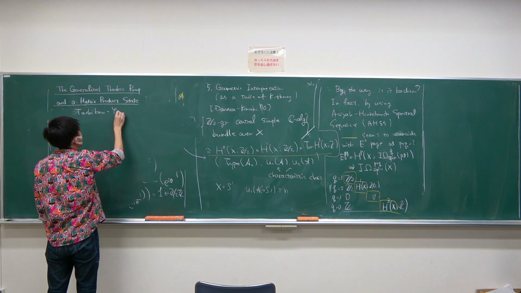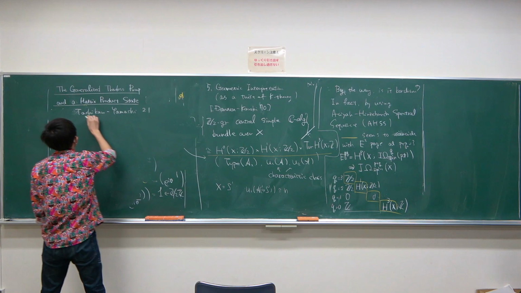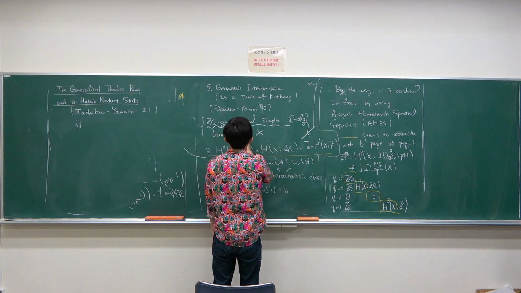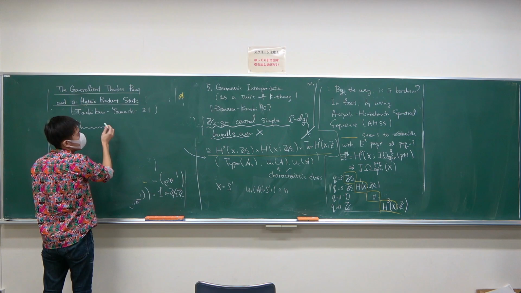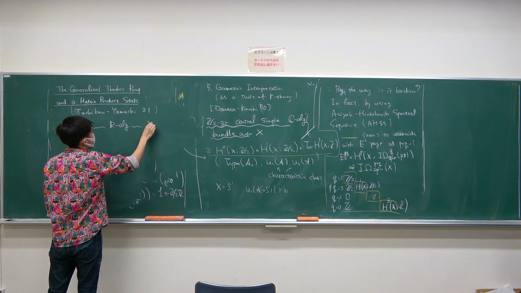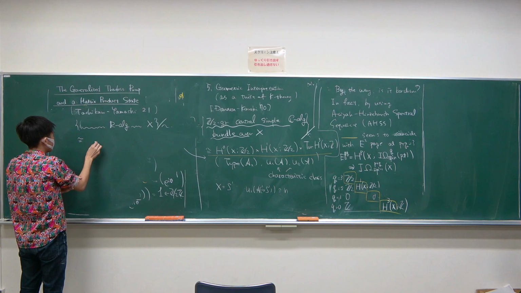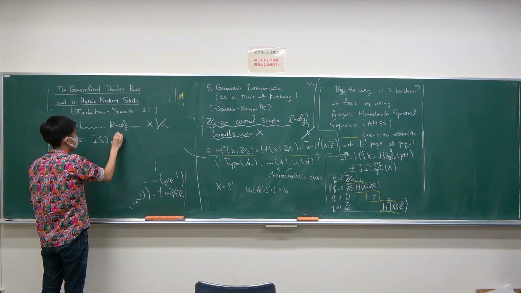Shuhei-san and Yamashita-san. In a recent paper, they proved that the real case, so this real case, Z mod 2 graded central simple R algebra bundle over the space X, up to a suitable relation, is isomorphic to the Anderson dual of Pin minus bordism at degree 3.